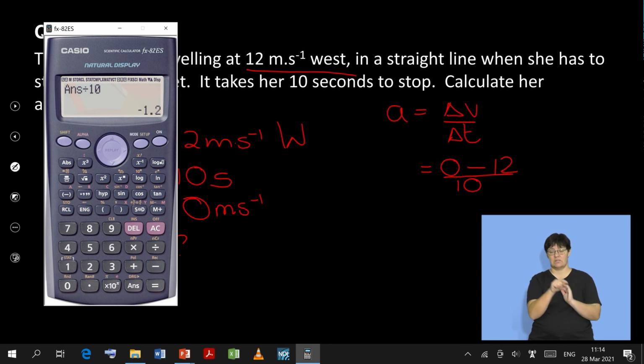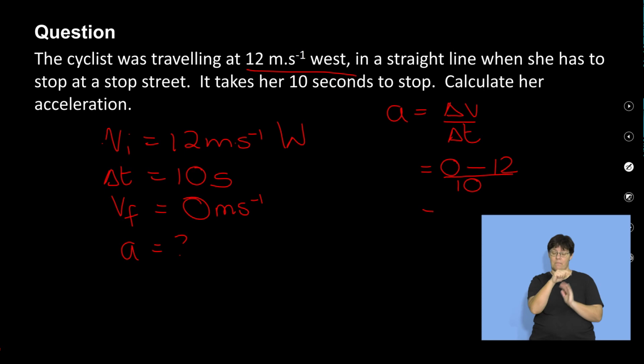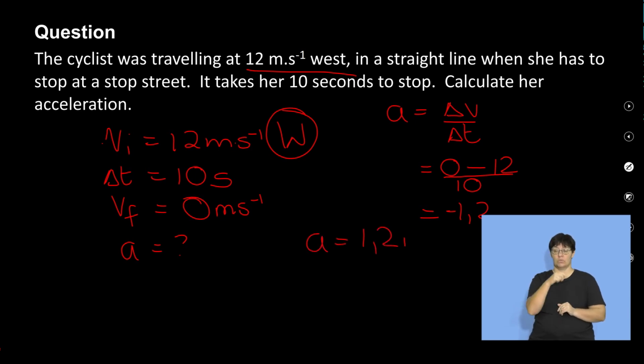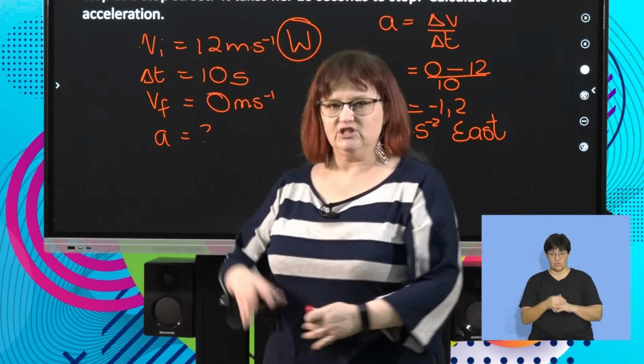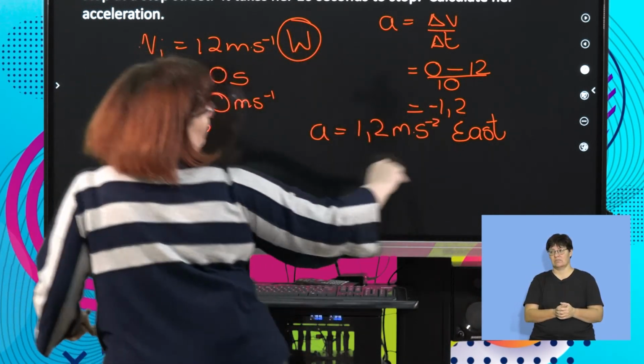So let's just check. So we've got 0 minus 12 divided by 10. I get minus 1,2. We never ever leave it as a minus. We have to change it to a positive. I, by default, made west positive. So her acceleration is 1,2 meters per second squared east. So she slows down by 1,2 meters per second every second. Okay, she's slowing down.